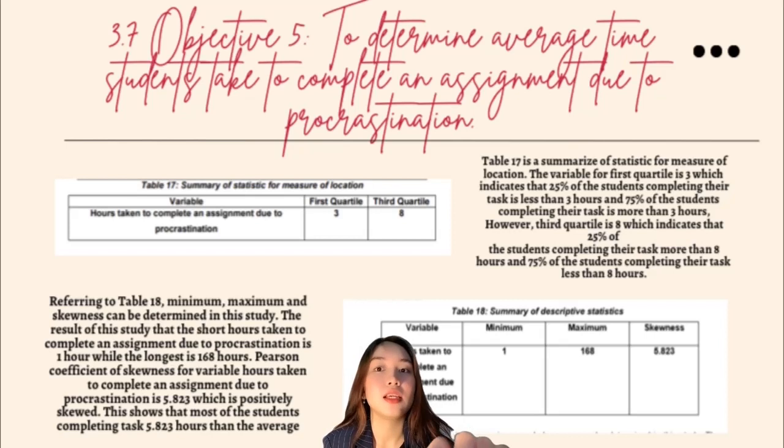Referring to Table 18, minimum, maximum, and skewness can be determined in the study. The result of the study shows that the shortest time taken to complete an assignment due to procrastination is 1 hour, while the longest is 168 hours.